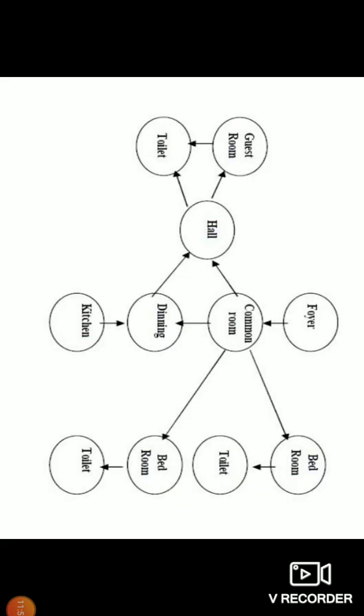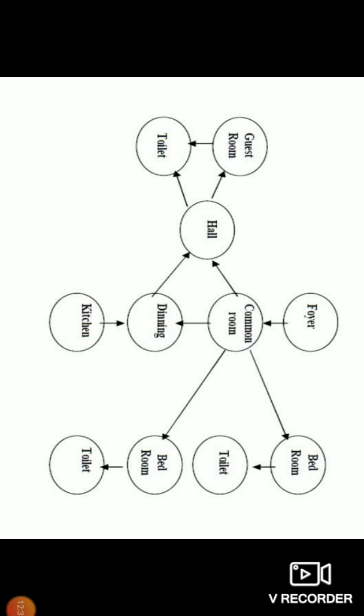You can look at this diagram and understand everything. The hall must be easily approachable to the toilet and guest rooms, and also the common room and dining. But dining is easily approachable to the kitchen, and the common room is easily approachable to the other bedrooms, and these secondary bedrooms must be easily approachable to the toilet. This is a simple, good layout which represents the principle of grouping.